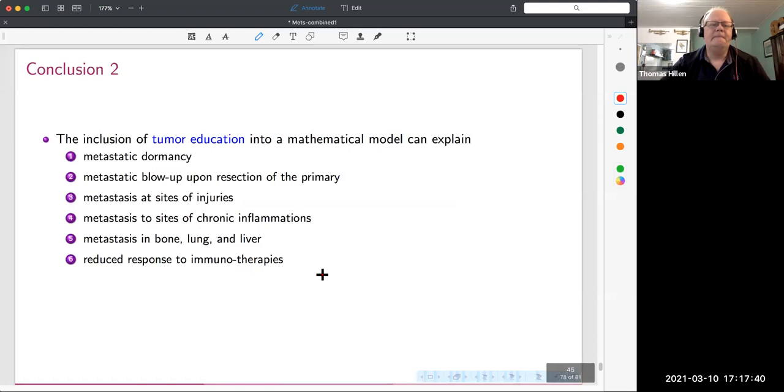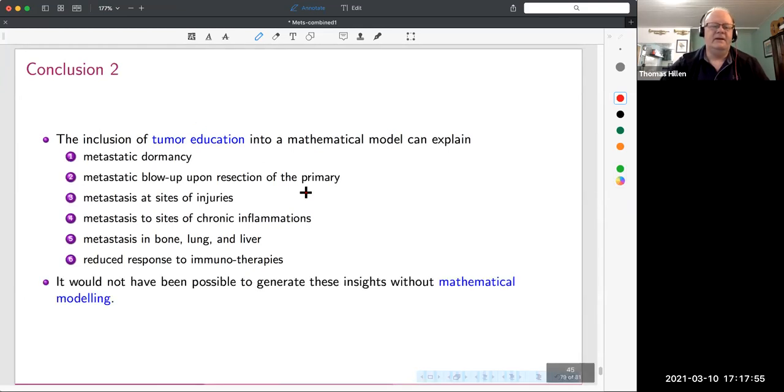Including the tumor education, we can explain all these effects in one model. Some of these effects have been modeled in isolation, but now we have one model which can do all of this. And I think this would not have been possible without mathematical modeling. So I think here's an example where we can gain insights from mathematics which we wouldn't have gotten otherwise. Well, that's just my opinion.